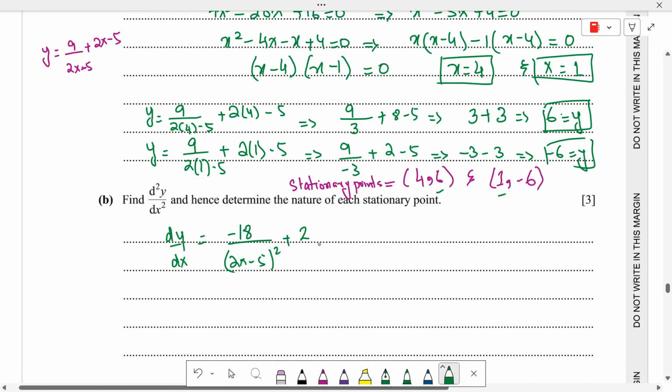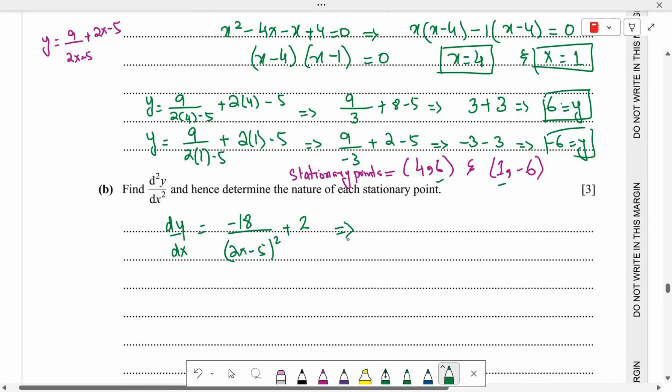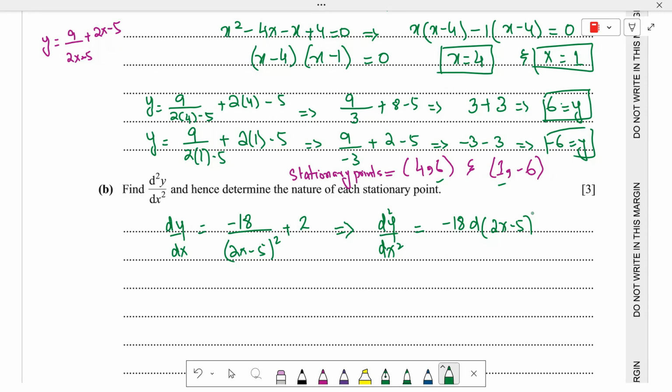So we find the second derivative of this function. So we will have the second derivative equal to negative 18 times the derivative of 2x minus 5 to the power of negative 2 with respect to x, and the derivative of 2.